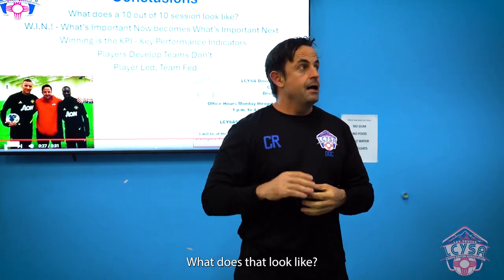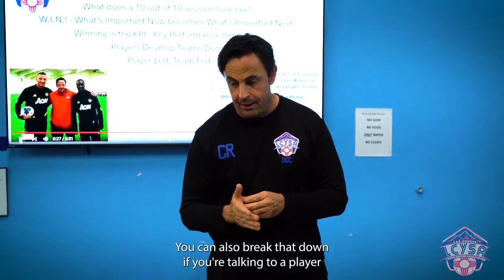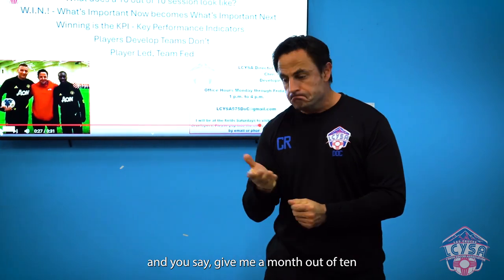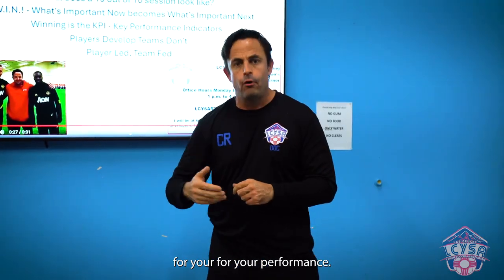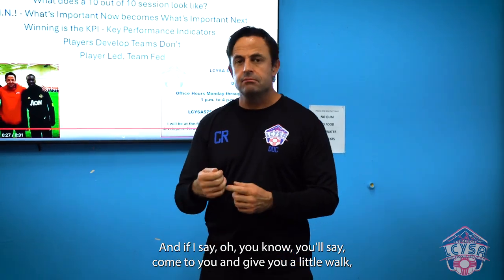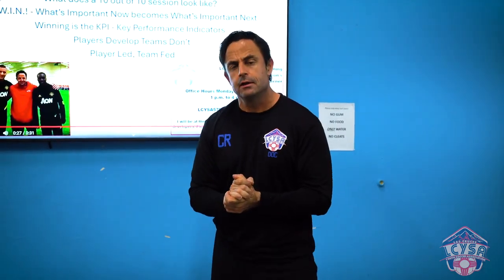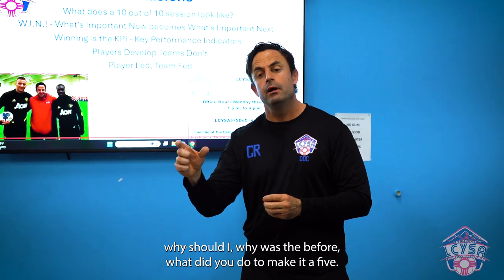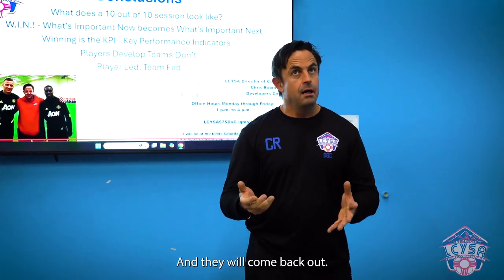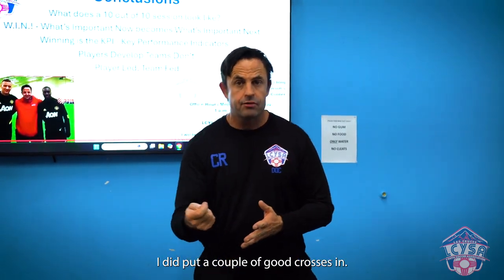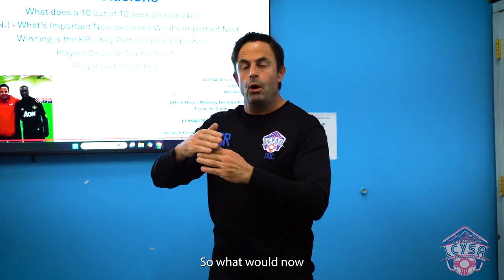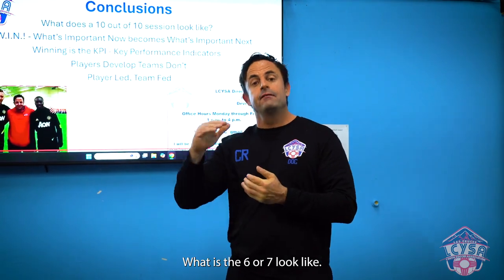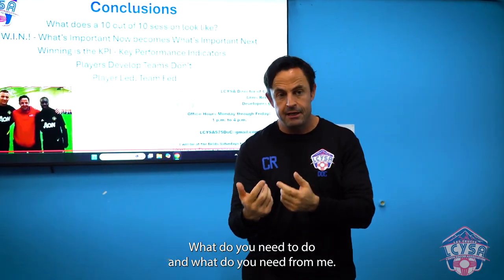What does that look like? You can also break that down if you're talking to a player and helping them through something, and you say, give me a mark out of 10 for your performance. Even if they come to you and give you a low mark, say 5, then you say, okay, well, why so high? Why wasn't it a 4? What did you do to make it a 5? And they will come back, well, my effort was there, I did put a couple of good crosses in. Okay, great, so there's a good starting point. So what would now take it to a 6 or a 7? What does a 6 and 7 look like? What do you need to do, and what do you need from me?